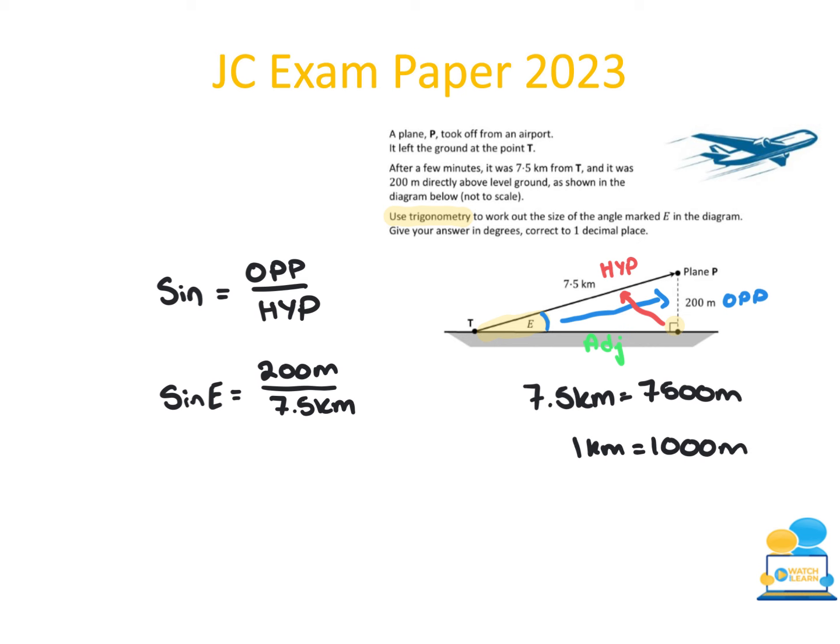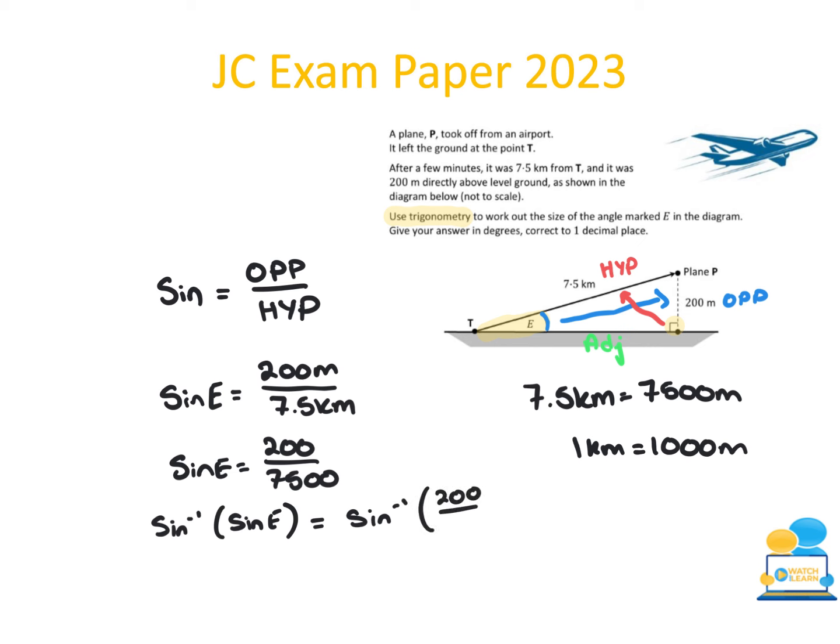So I'm going to change my equation to sine of E is equal to 200 meters over 7,500 meters. Now I can begin to work to isolate my angle E. To isolate my angle E, I am going to take the inverse sine of angle E, which would cancel out my sine, but I must do the exact same to the other side. So I'm going to take the inverse sine of 200 over 7,500.